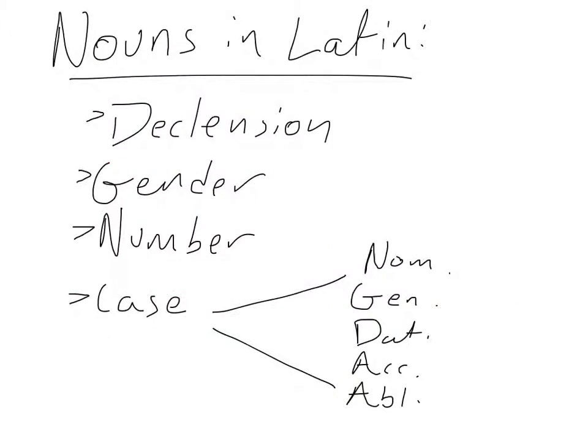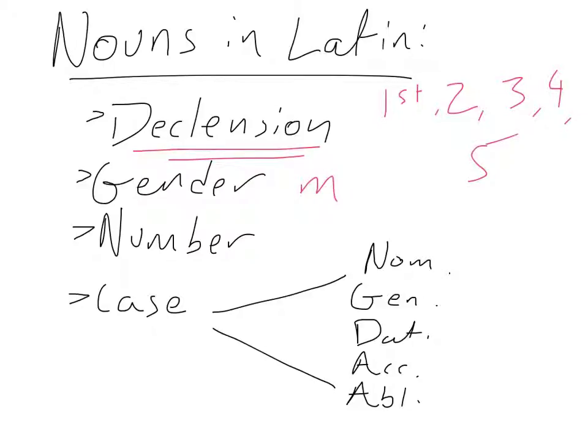So then finally, just to review, nouns in Latin, each noun belongs to one declension. It could be the first, it could be the second, third, fourth, or fifth. Each noun has a gender, masculine, feminine, or neuter. Nouns can have number. They can either be singular or plural. So we'll denote that with an S or a PL.